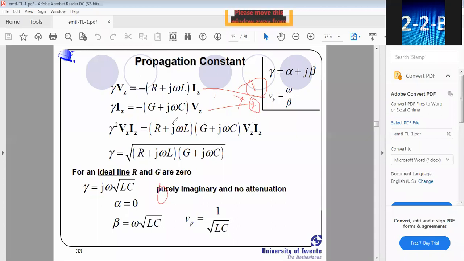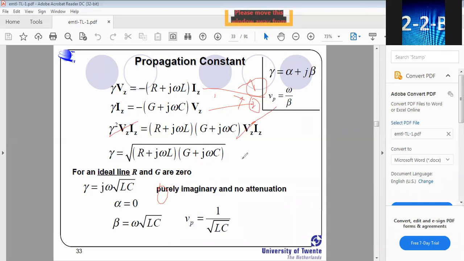See here, gamma into gamma, gamma square, Vz into Iz equals minus into minus, plus (R plus j omega L) into (G plus j omega C), into Iz into Vz. That's all. Vz and Iz cancel. So gamma equals the square root of (R plus j omega L) into (G plus j omega C).